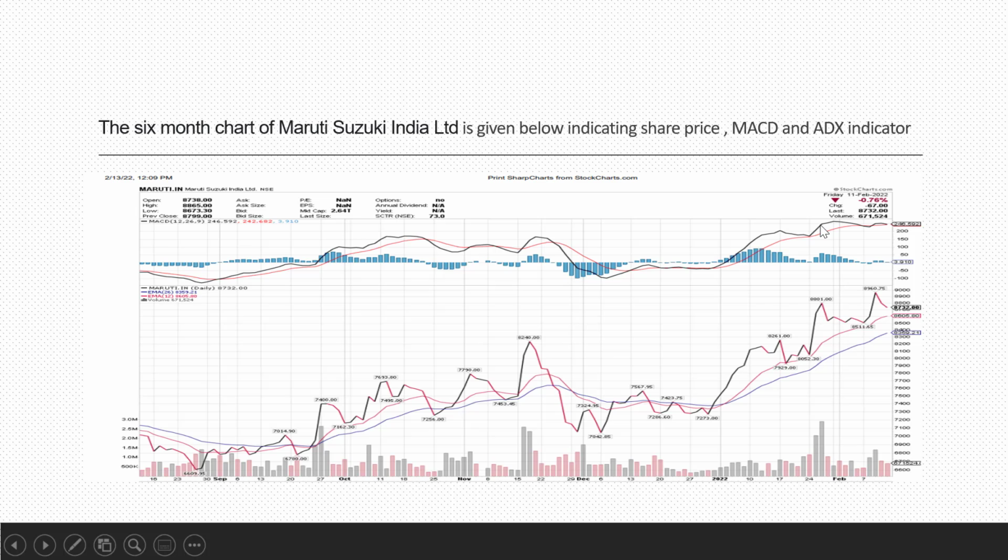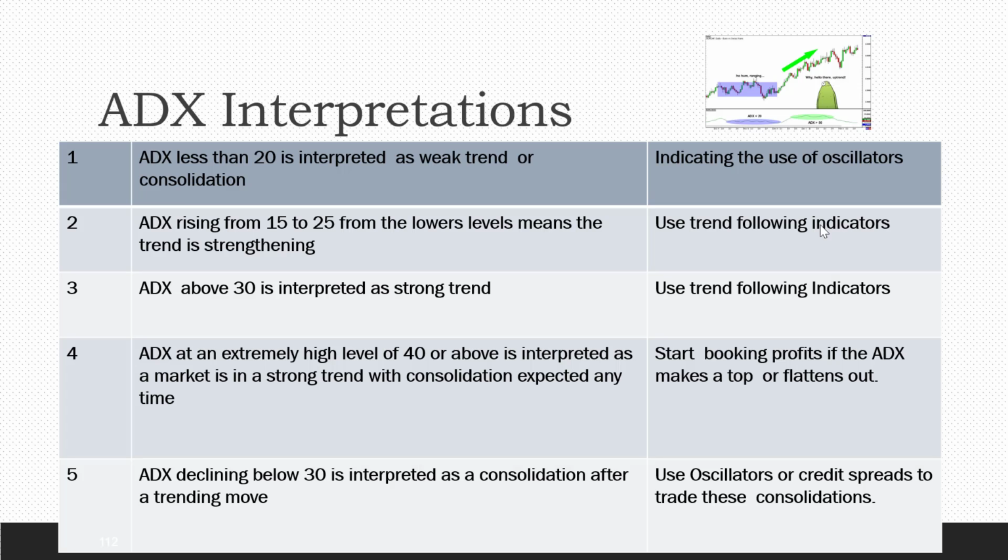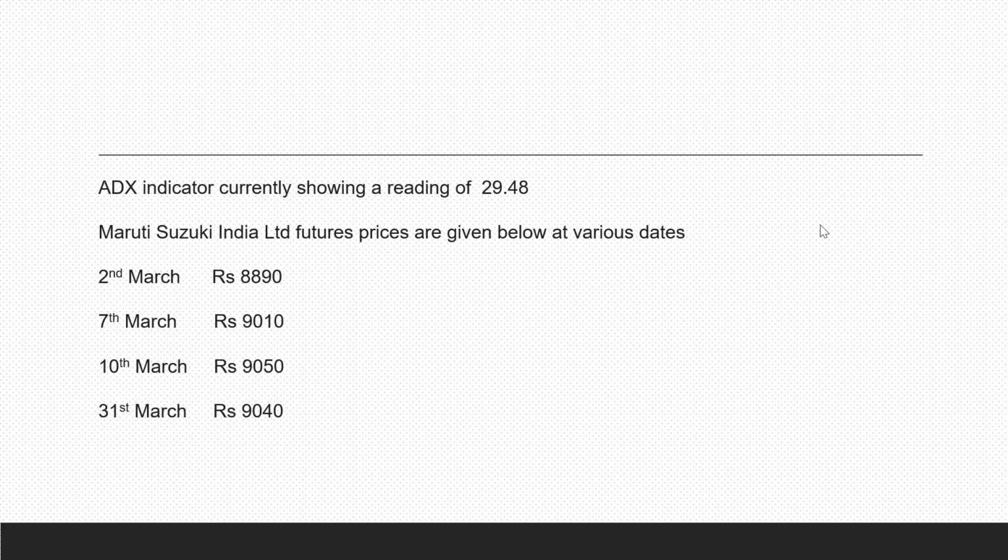So even the faster line, which is the MACD line, is above the slower line, suggesting that Maruti is in an uptrend. So if that is the case, what should we do? Should we take a long position or a short position? We have to take a long position. Now the question is, ADX is currently showing a reading of 29.48.